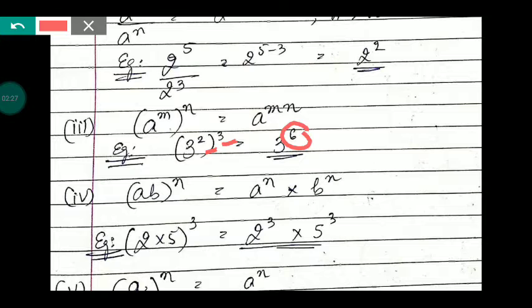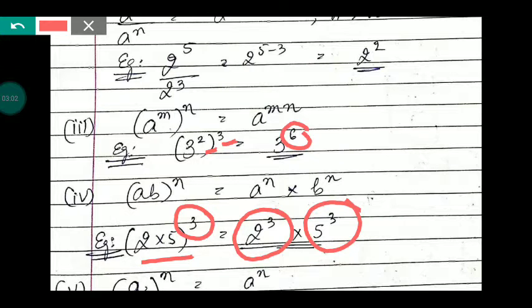The next one, here ab raised to n, means a and b both are bases over here and they both have the same power, that is n. Here you can see in the example 2 and 5 both are the bases and they have the same power 3. So the power given in the outer bracket is applied to the inner elements, both of them. Even if there are more elements, it is applied to all of them.